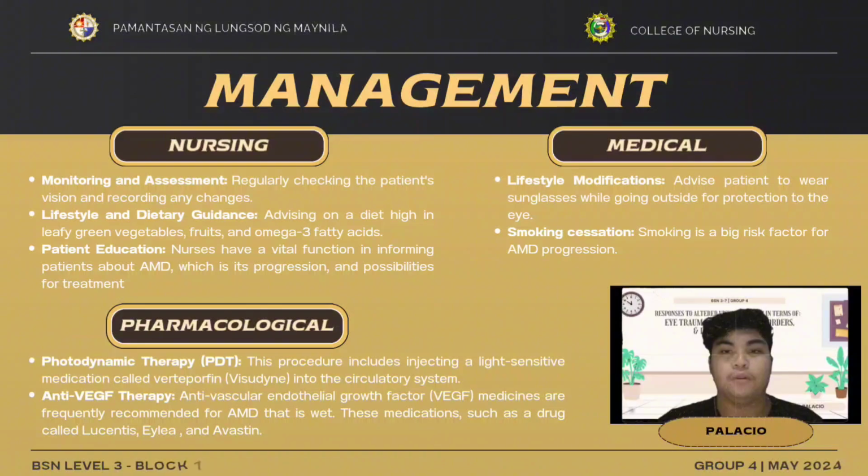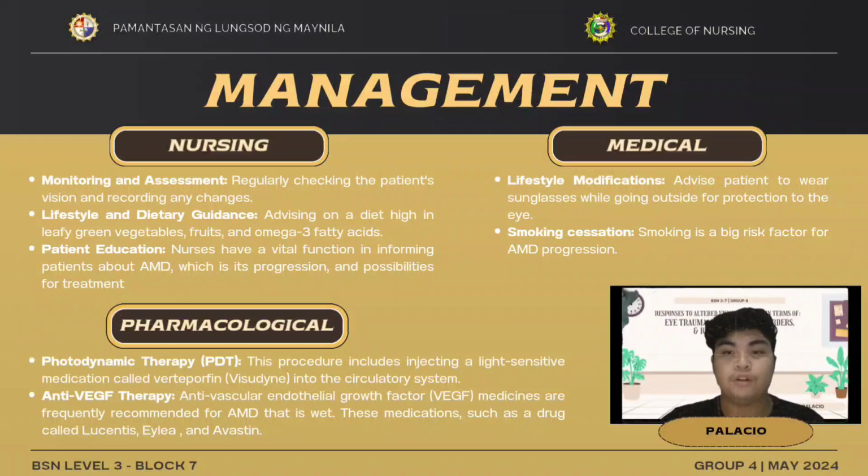Now for our management po. First in the nursing management po, meron po tayo dito. First is the monitoring and assessment. Regularly checking the patient's vision and recording any changes po. This involves looking for symptoms like blurred vision, difficulties reading, or black areas in the central vision. Next po is the lifestyle and dietary guidance. Advising a diet high in leafy green vegetables, fruits, and omega-3 fatty acids. Recommending also to quit smoking and managing cardiovascular risk factors.